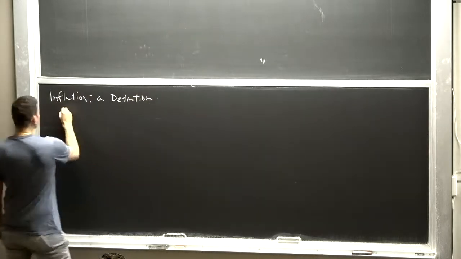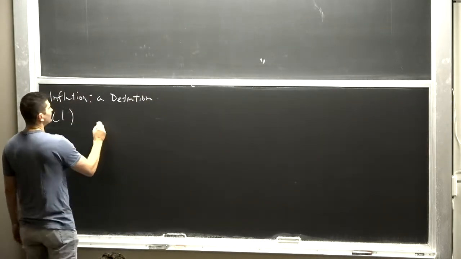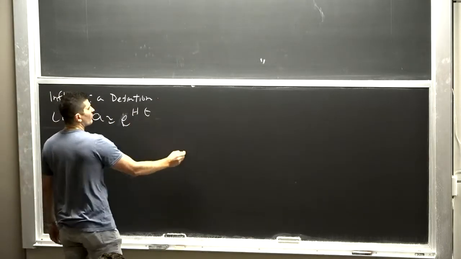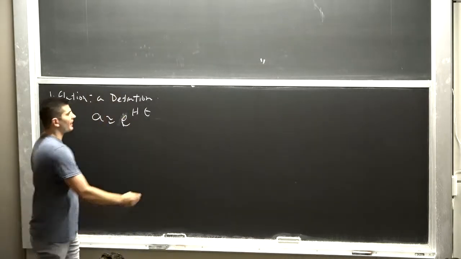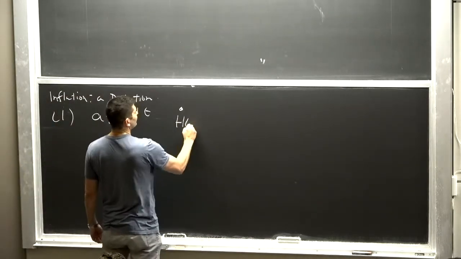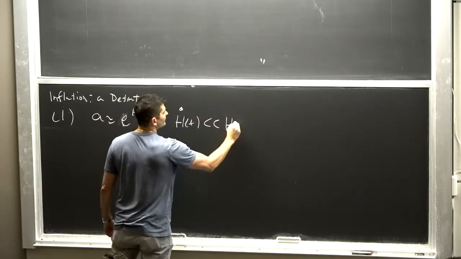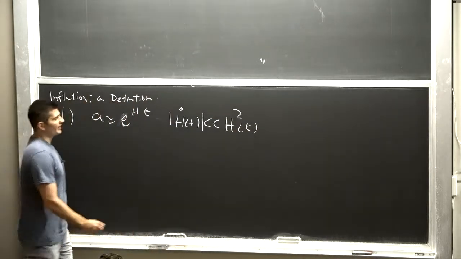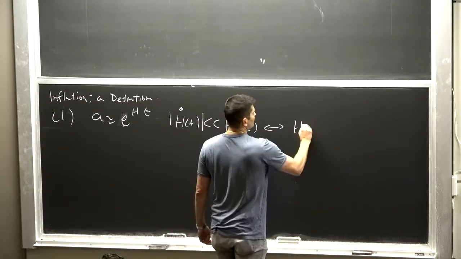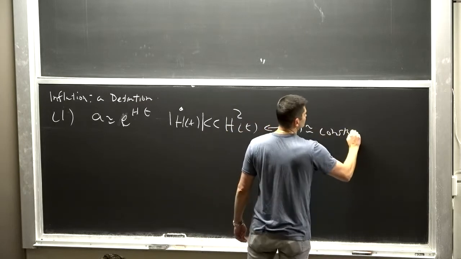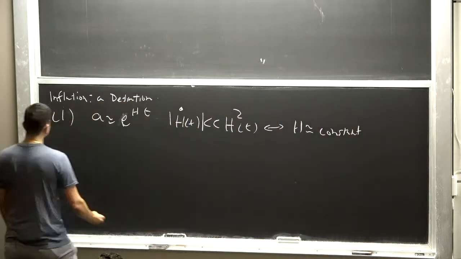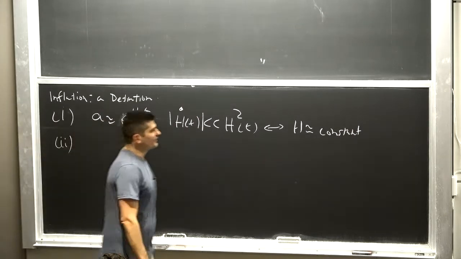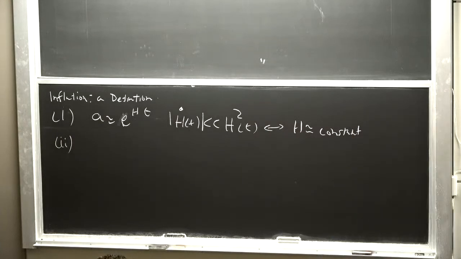The first condition is the one we talked about: basically that a is approximately equal to e to the Ht, where we say this H is approximately a constant, in the sense that we demand that the time variation of H is much less than the value of H squared. This is the same as saying H is approximately constant. That's the first condition, and the reason we need it is what I wrote on the board. Now, the implicit second condition is right here.